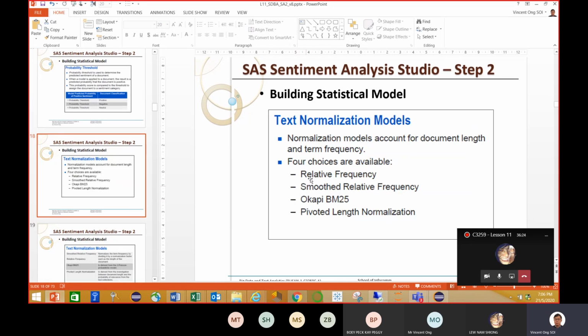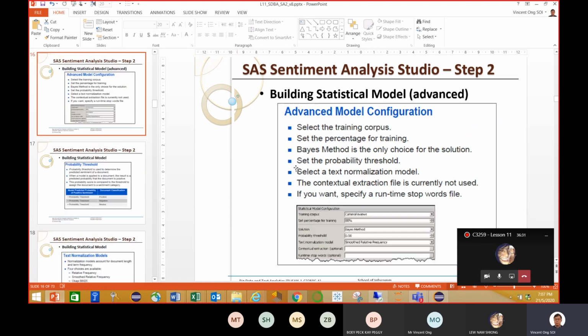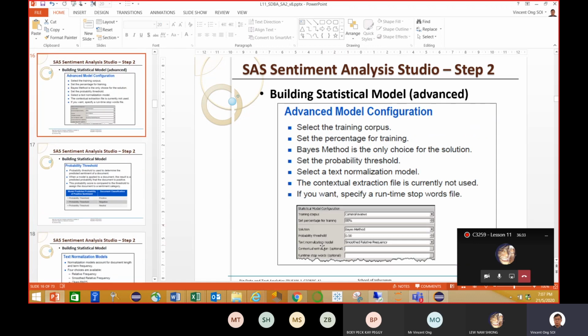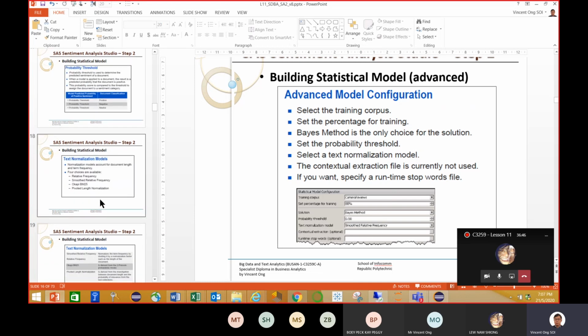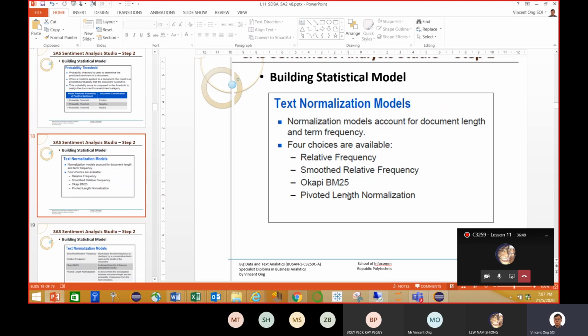Now this is the different text normalization setting. You have to define your text normalization model, one of the settings that you have to do. Normally we'll just take the default. If you choose any one of them, it's actually okay.